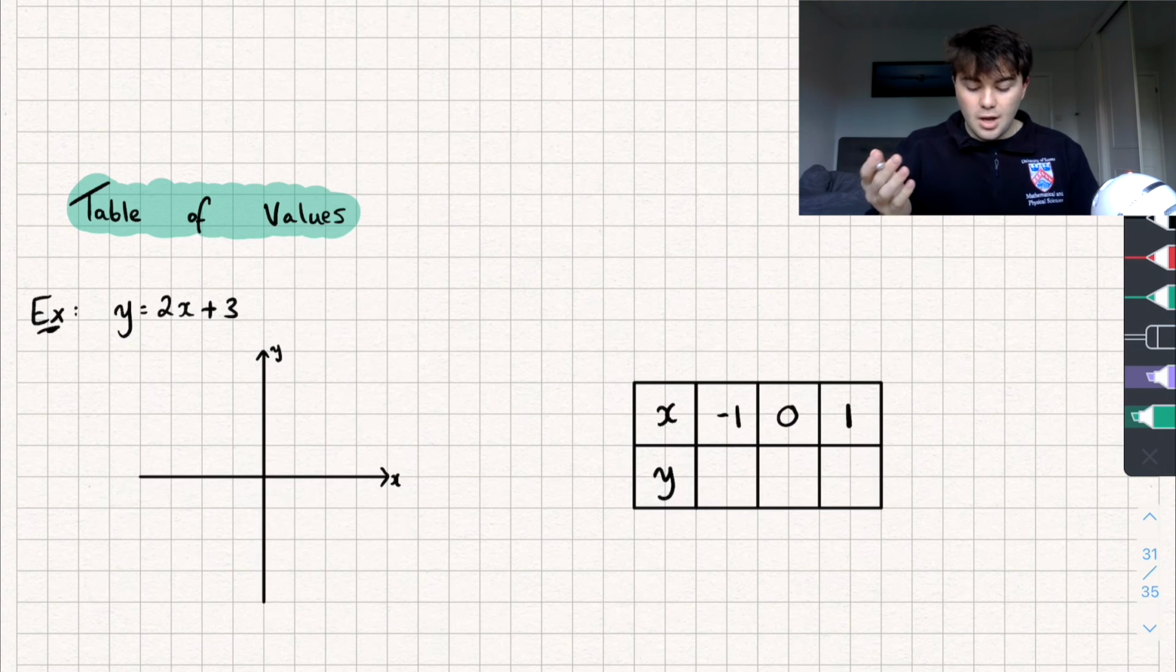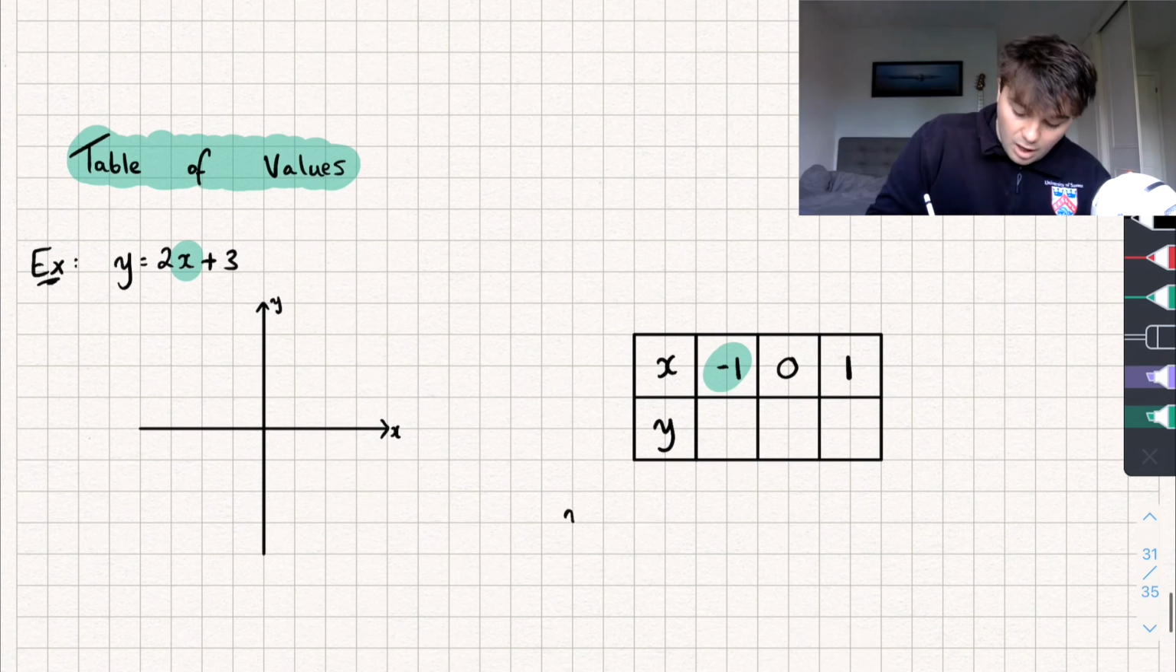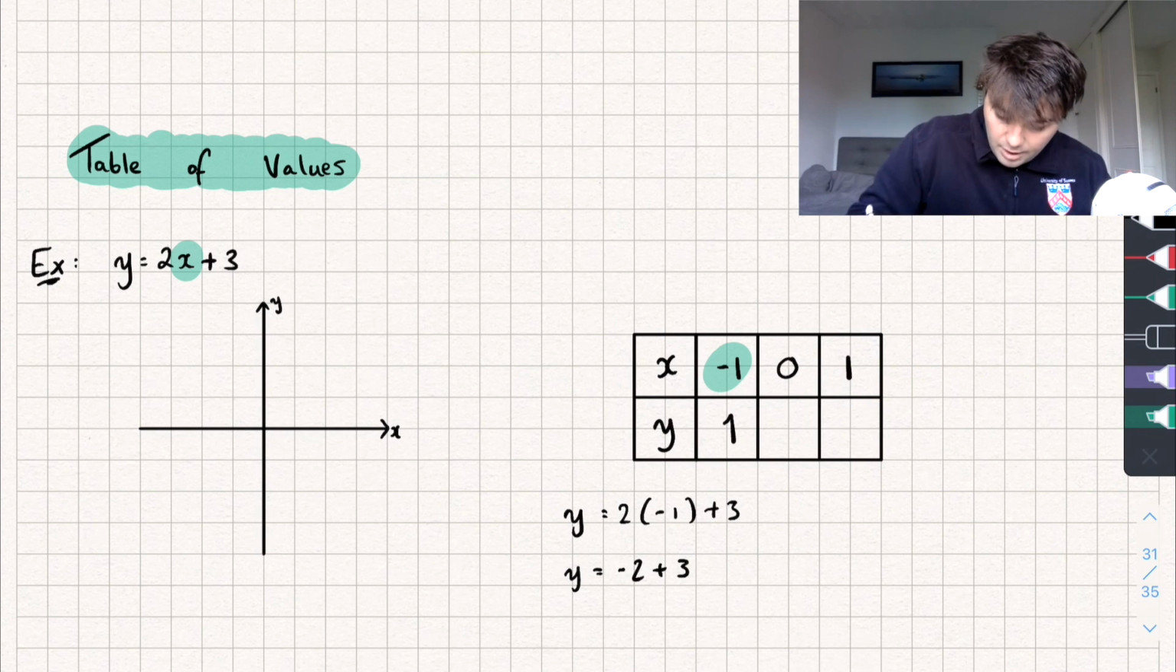And so to start off with, I'm going to substitute in x equals -1 wherever there's an x. So we're going to get that y is going to be equal to 2 multiplied by -1 plus 3, which gives y equals -2 plus 3, and so we get that y is going to be equal to +1. So let me write that in.